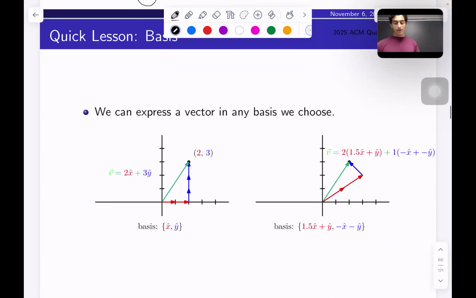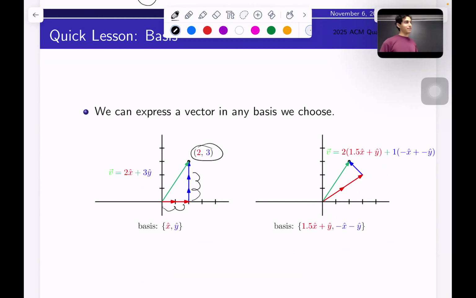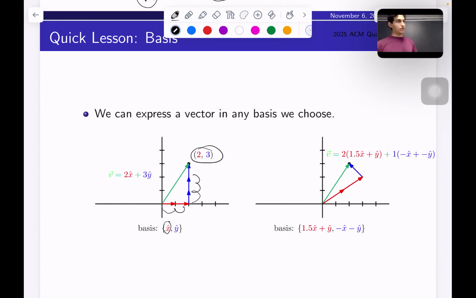But first, we're going to go over what a basis is in a general classical vector space, like the real numbers. So let's say you have a 2D plane and some vector, say (2, 3). It's a vector that's 2 steps in the x direction and 3 steps in the y direction. This vector is represented in what we call the standard basis, where we use 1 unit of x and 1 unit of y. But we can express this vector in any arbitrary basis.